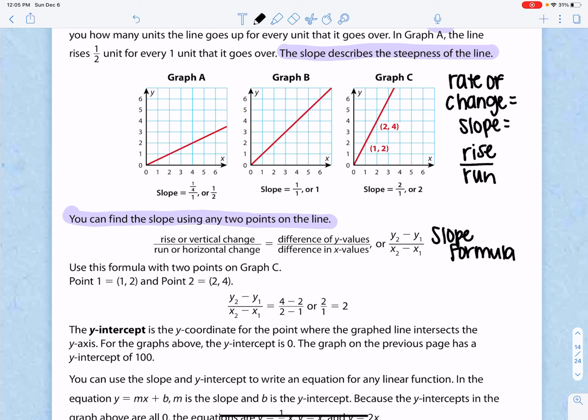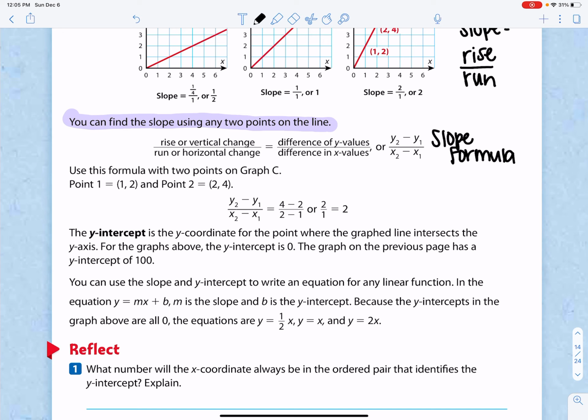All right, use this formula with 2 points on graph C. So they chose the points (1, 2) and (2, 4). Point 2 they labeled as (2, 4), and point 1 was (1, 2). Then they just plugged it in and found that their slope was 2.